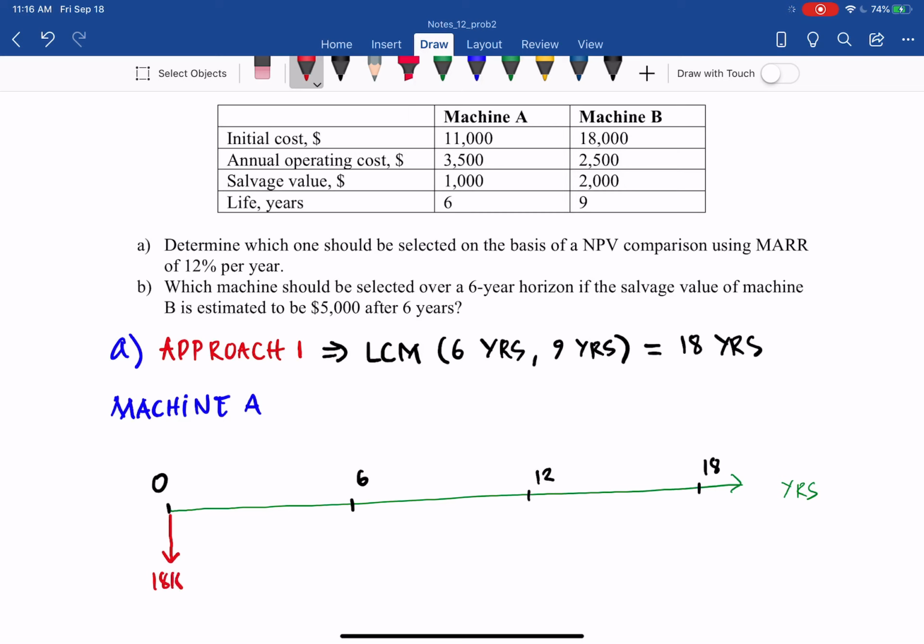18,000 initial costs, annual operating costs 3,500 per year, so that you have from year 1, 2, 3, 4, 5, 3,500 per year for 6 years. And then at the end, the service value is 1,000.